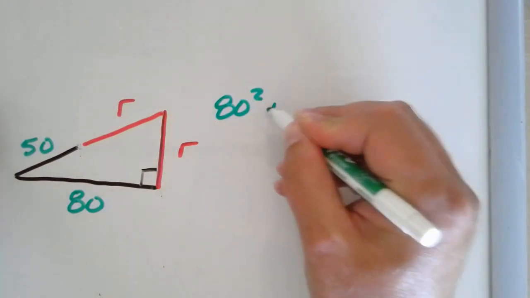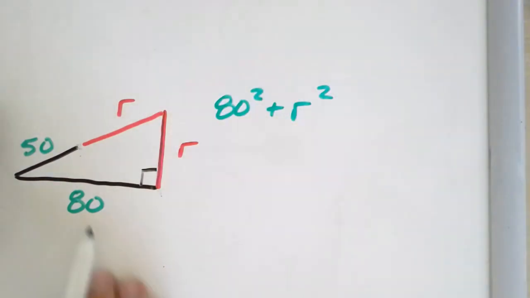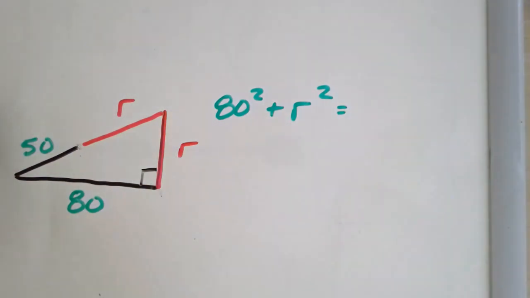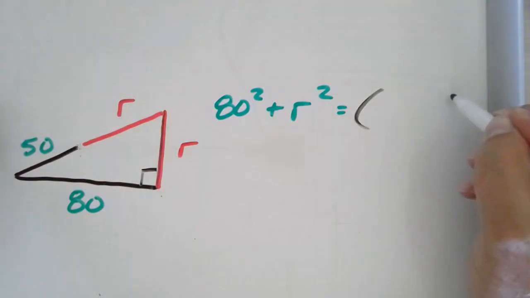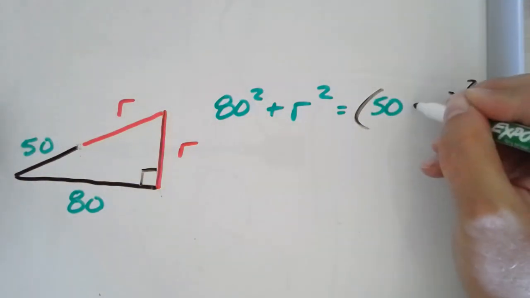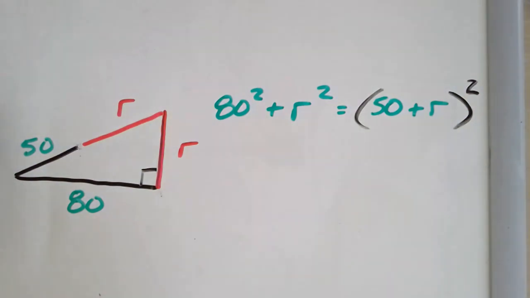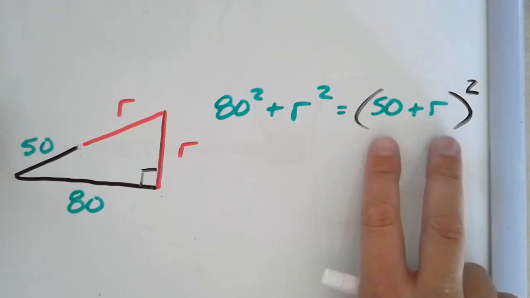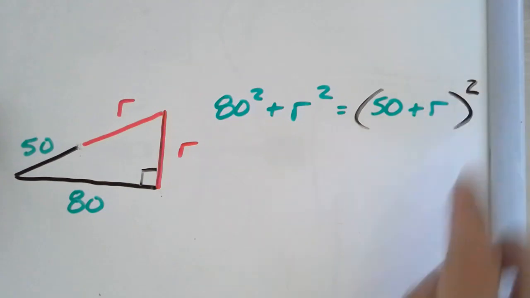80 squared plus r squared, that's the leg squared plus the leg squared, a squared plus b squared, is going to equal, here's where it's weird, all of the hypotenuse squared. But the hypotenuse is 50 plus r. It's weird, I know. All right, this, for the record, is something we did in first semester. This is polynomial multiplication. I can actually rewrite this as 50 plus r times 50 plus r. That's what the squared fundamentally does.